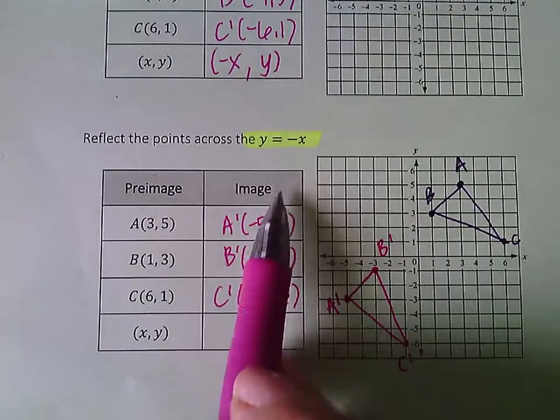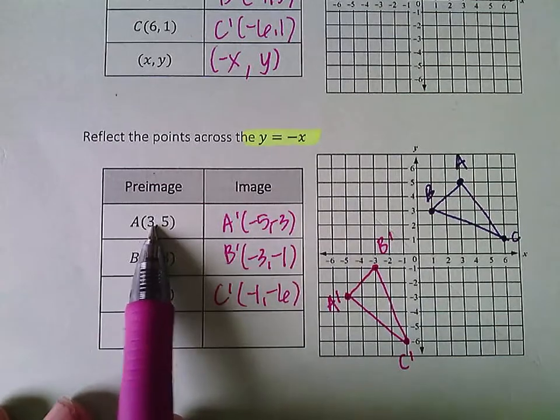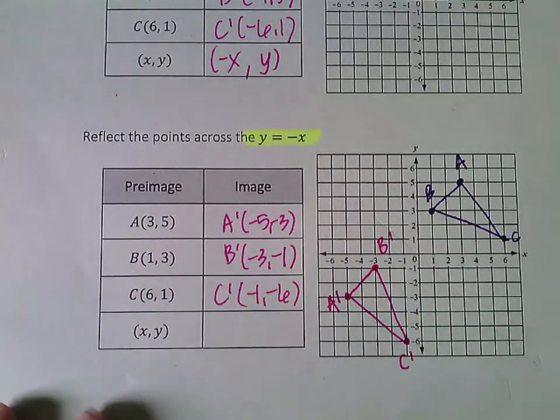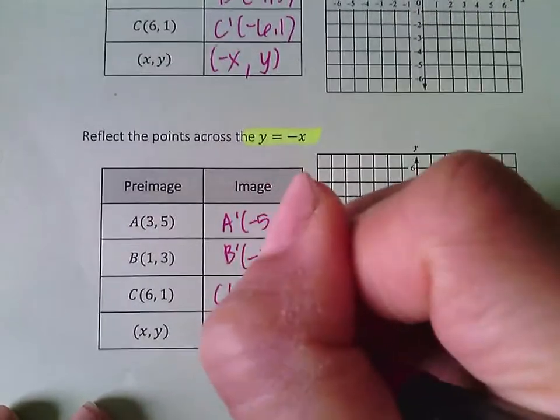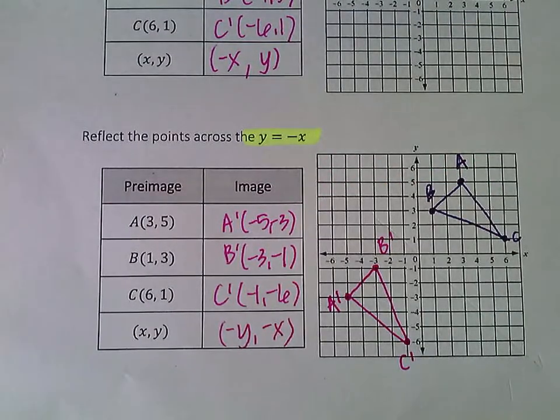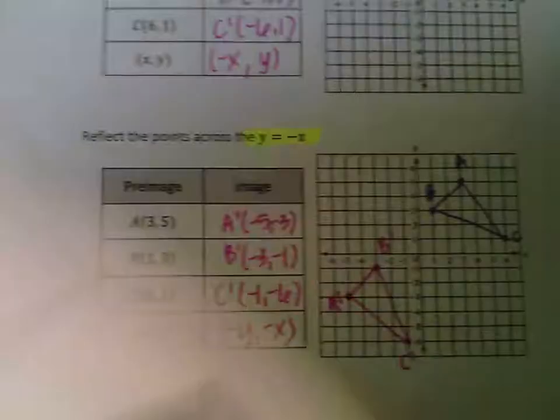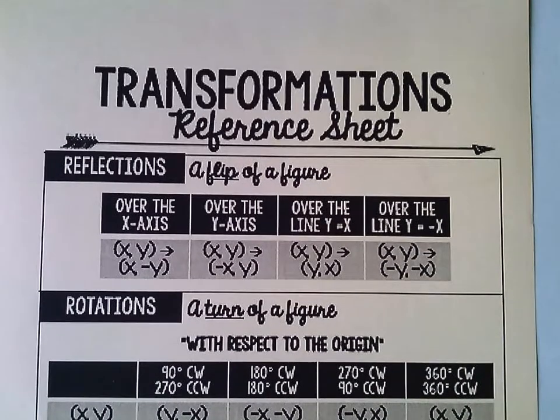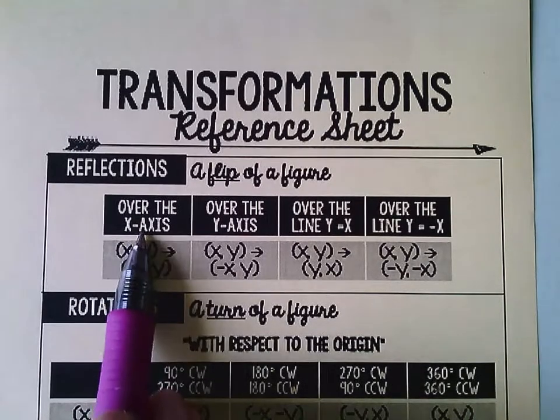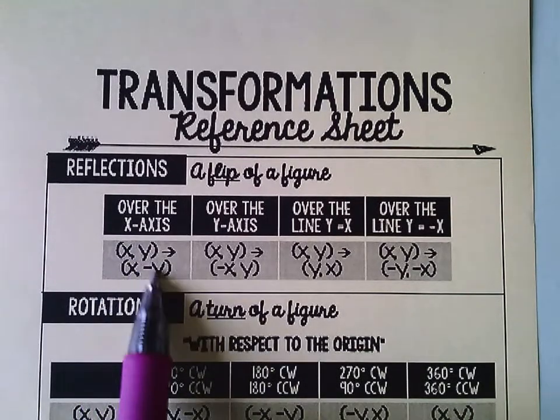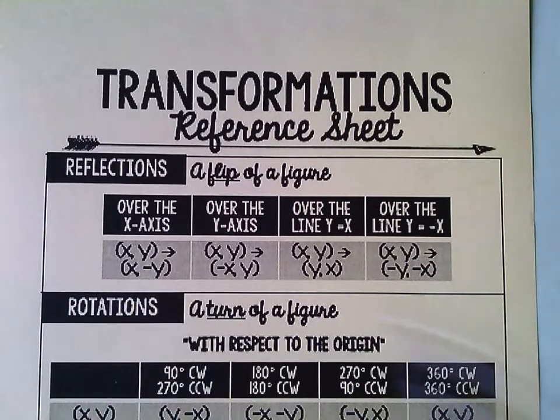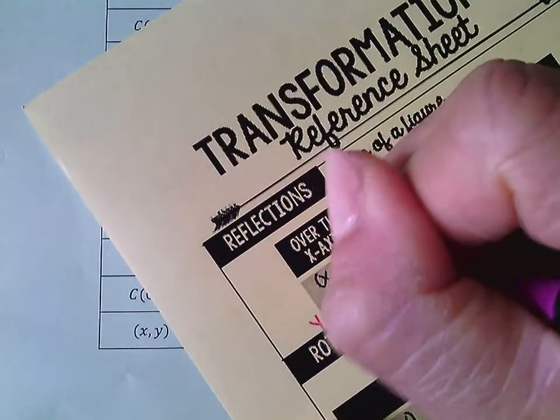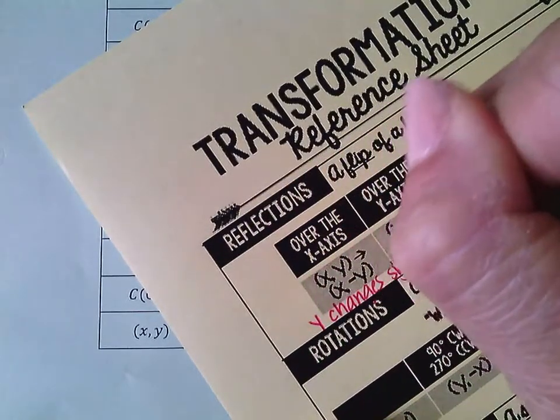So if you look here, when you're reflecting across y equals negative x, the numbers get flip-flopped and their signs flip. So I'm going to have negative y, negative x. Now, before I conclude this video, this reference sheet, which I gave to you with all of your worksheets, this right here will help you here. So if you look here over the x-axis, the x stays the same, the y's change signs. So on here, you can write y changes signs.